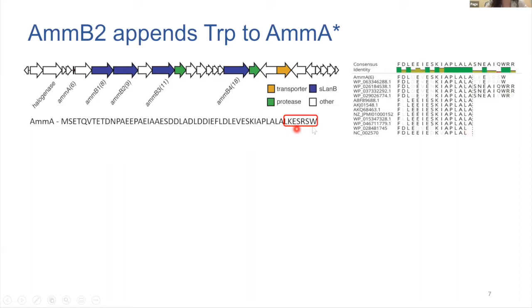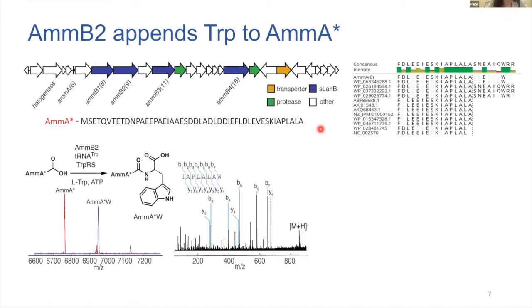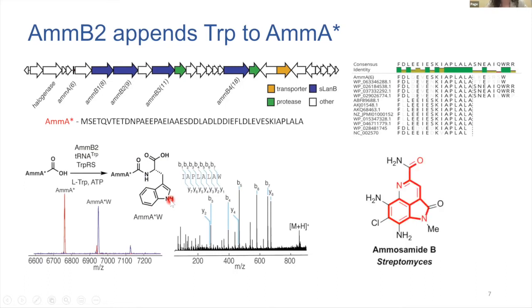So we truncated the peptide, removing these amino acids at the C terminus, and generated a new peptide, AmmA star. And indeed, when we co-express AmmA star with each of the PEARLs, we find that one of the PEARLs, AmmB2, will now append tryptophan to this modified peptide, AmmA star. So now we know where the tryptophan is derived. But there are still three PEARLs left in this system. That's a bit puzzling because, as you can see, one tryptophan seems sufficient for the production of the ammosamides.